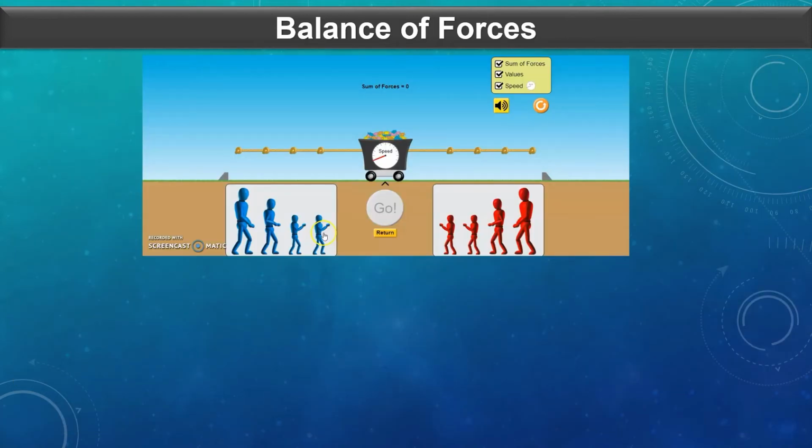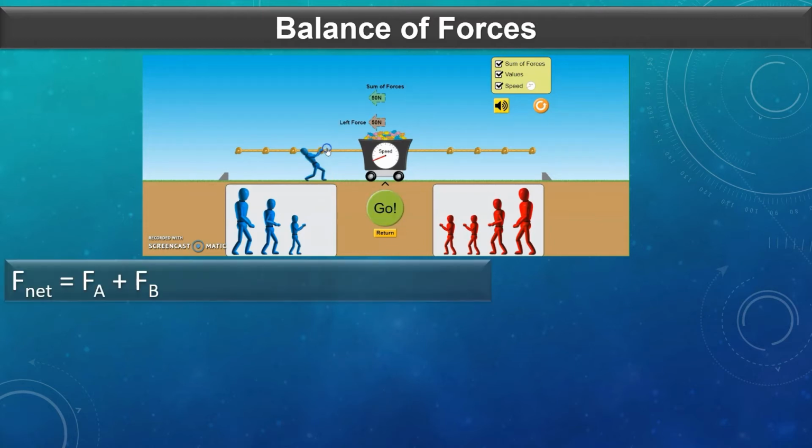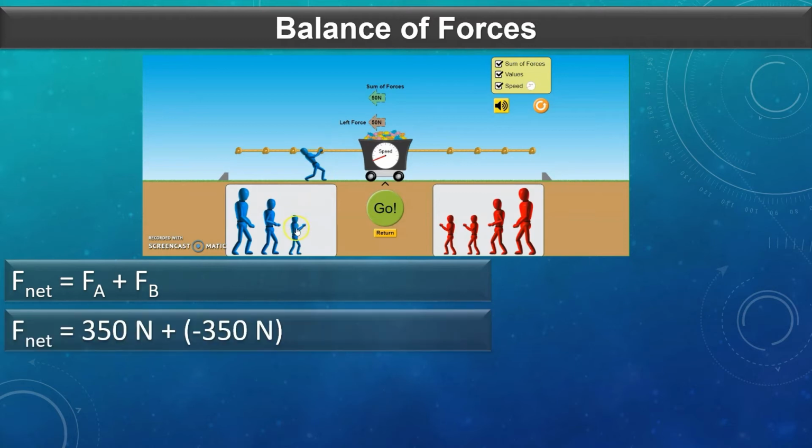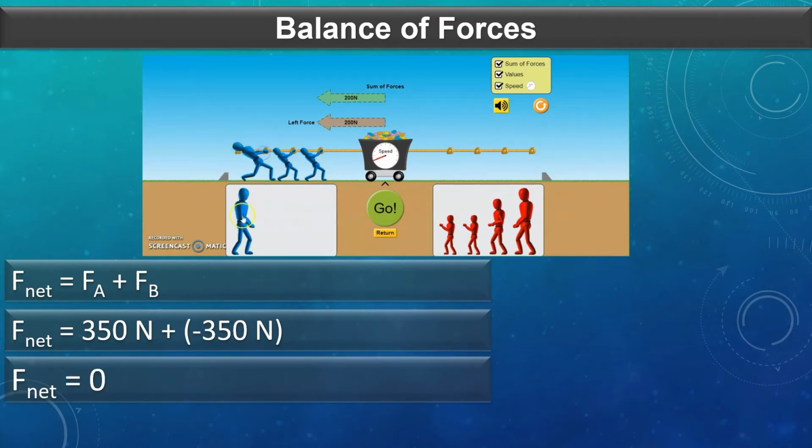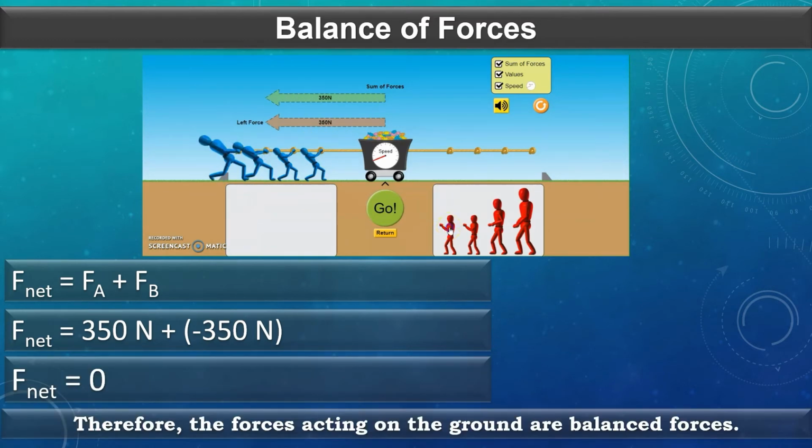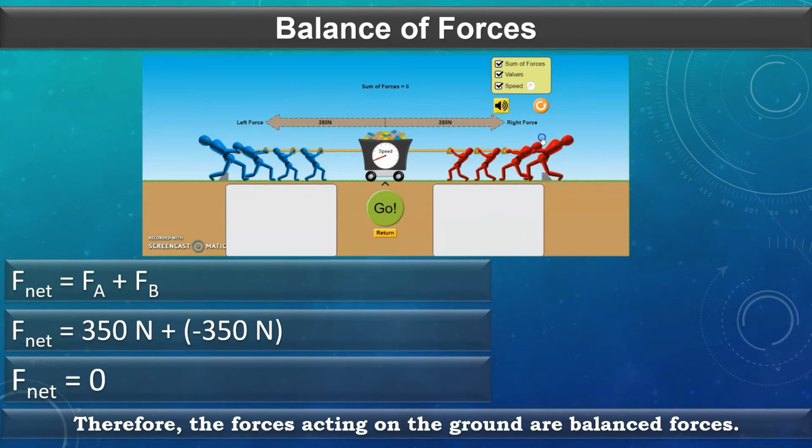If we calculate the forces acting on the two teams, the blue team and red team, we can use this formula. Net force is equal to F sub A plus F sub B. Then substitute the given values. Net force is equal to 350 Newton plus negative 350 Newton. Then net force is equal to 0 N, or Newton. In this problem we used a positive sign for Team A and a negative sign for Team B, because the forces exerted by each team are in opposite directions.